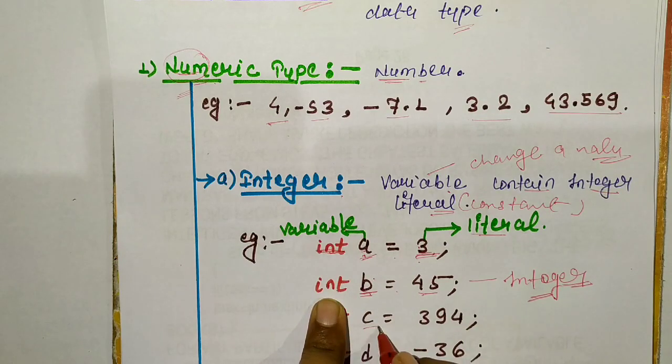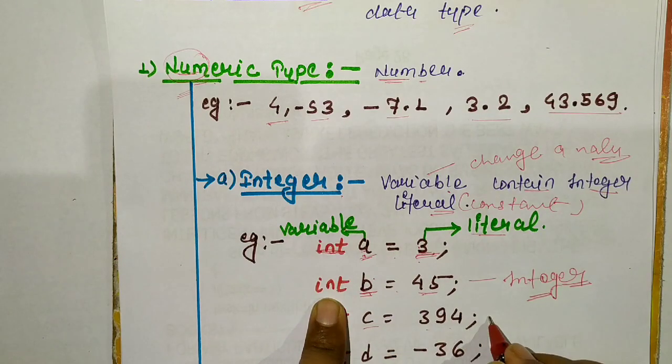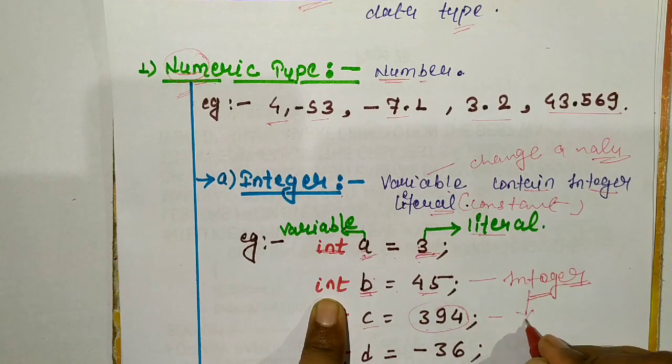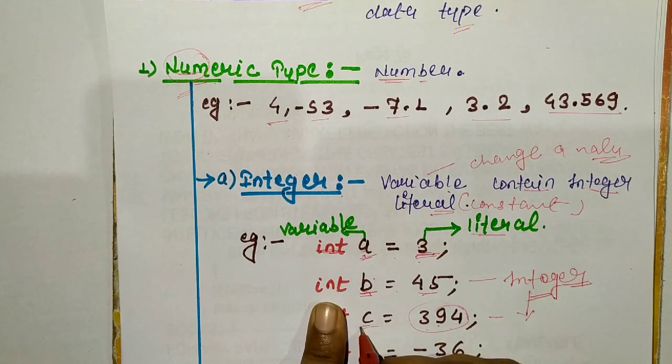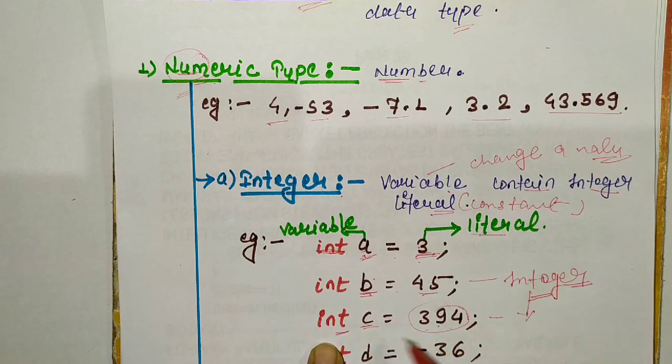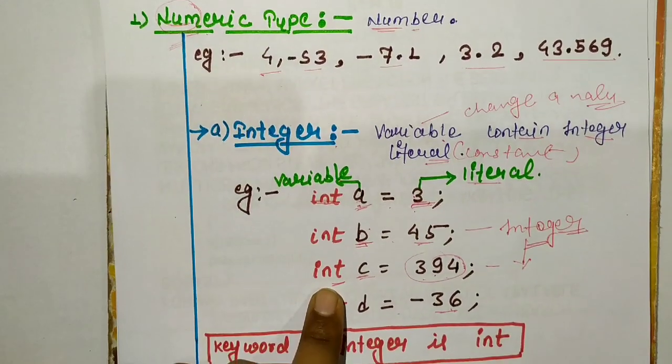Here c is equal to 394. 394 is also an integer. So the data type of c is integer. Here d is equal to minus 36. Minus 36 is an integer value.